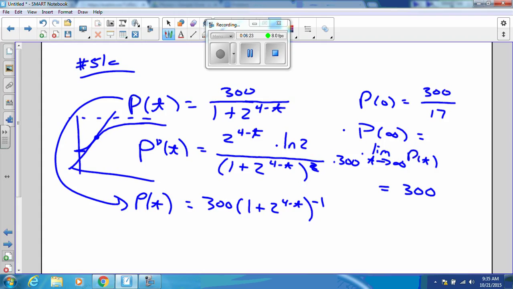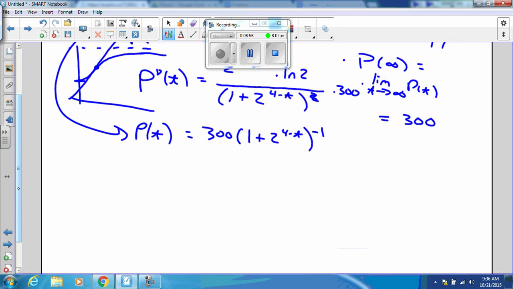Okay, now the question is, how do I maximize this function? We don't know a lot about maximizing this yet, so we're not going to do this in a calculus sense. But if I were to think about it algebraically, I've got a fraction. How do I make that fraction as large as possible? Make the denominator as small as possible, or make the numerator as large as possible.